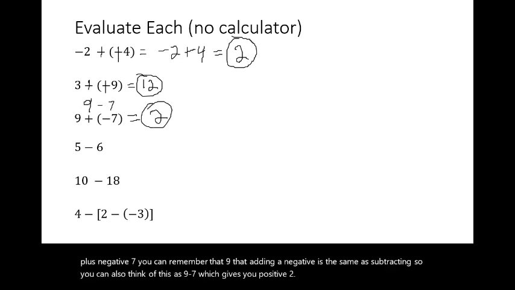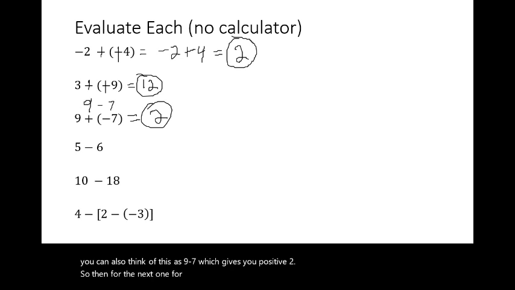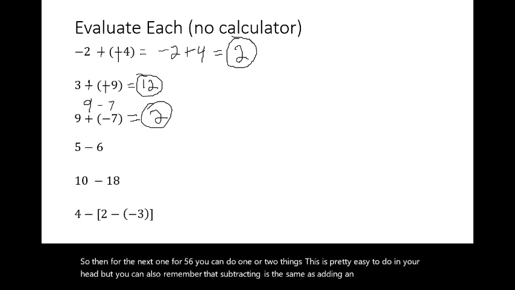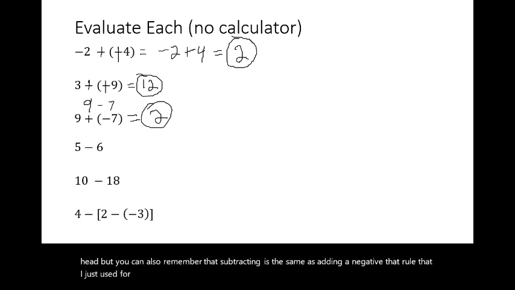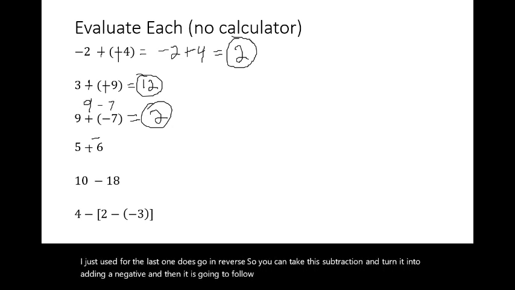So then for the next one, for 5 minus 6, you can do one of two things. This is pretty easy to do in your head, but you can also remember that subtracting is the same as adding a negative. That rule that I just used for the last one does go in reverse. So you can take this subtraction and turn it into adding a negative.